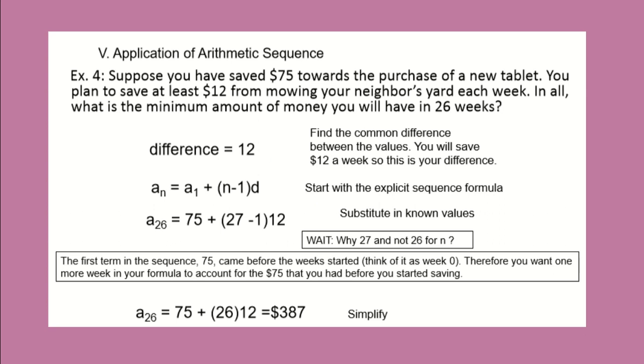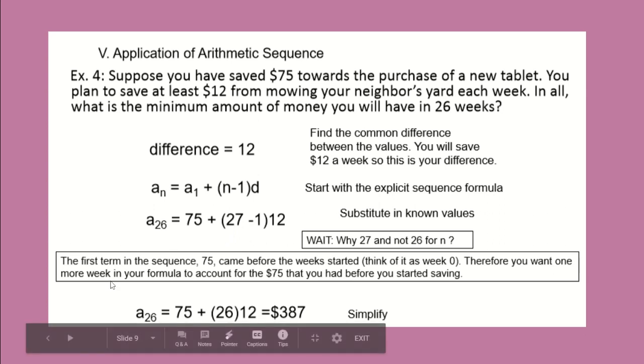We started with 75. And then we are going to put 27 in here instead of 26, because we have to start with the previous term. Or if you read this part right here, the first term in the sequence, 75, came before the weeks started. So think of that as week 0. We started with $75 at week 0. Therefore, you want one more week in your formula to account for the $75 that you had before you started.